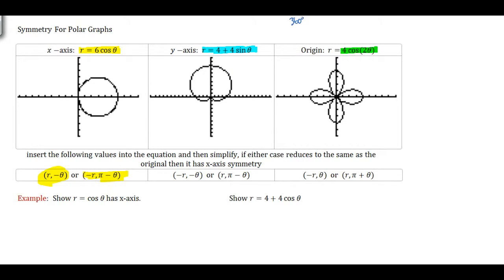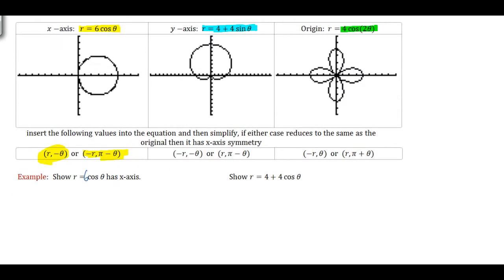So let's try it. I copied the equation. Oops, I didn't copy the equation completely. I meant to have 6 cosine theta. So it would be the exact same graph as up above, which we know has x-axis symmetry. And let's just go ahead and prove that. The way I prove it is I'll try the first one. Remember, you could try both. Once you get it to work, you're good. So I'm going to copy the r, and I'm going to put in a negative theta, and then I'm just going to see what I get.